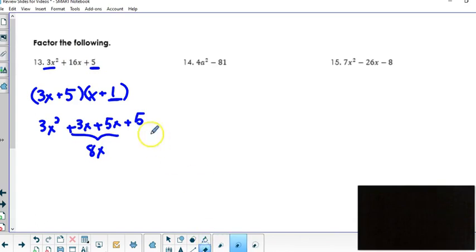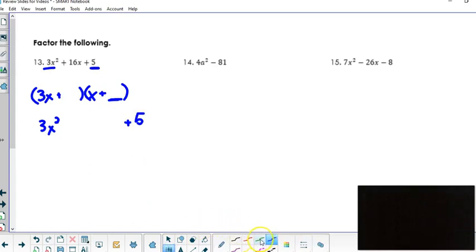You should always be able to tell if your factoring is correct or not by checking it. So I tried a 1 here and a 5 here. That didn't work. I guessed it. I checked it. It didn't work. Now I'm going to guess something different. What if I put the 5 here and the 1 here?